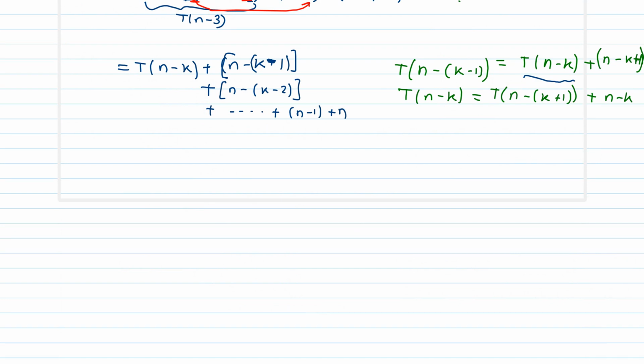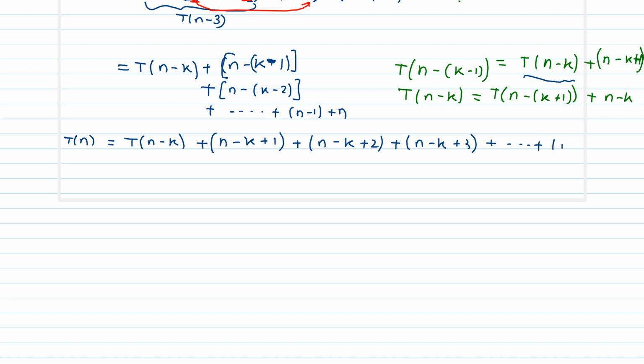So now if I expand this, my t of n will look like this. T of n is equal to t of n minus k plus, now if I just multiply minus n to this bracket, it will become n minus k plus 1 plus n minus k plus 2 plus n minus k plus 3 plus so on terms till n minus 1 plus n.